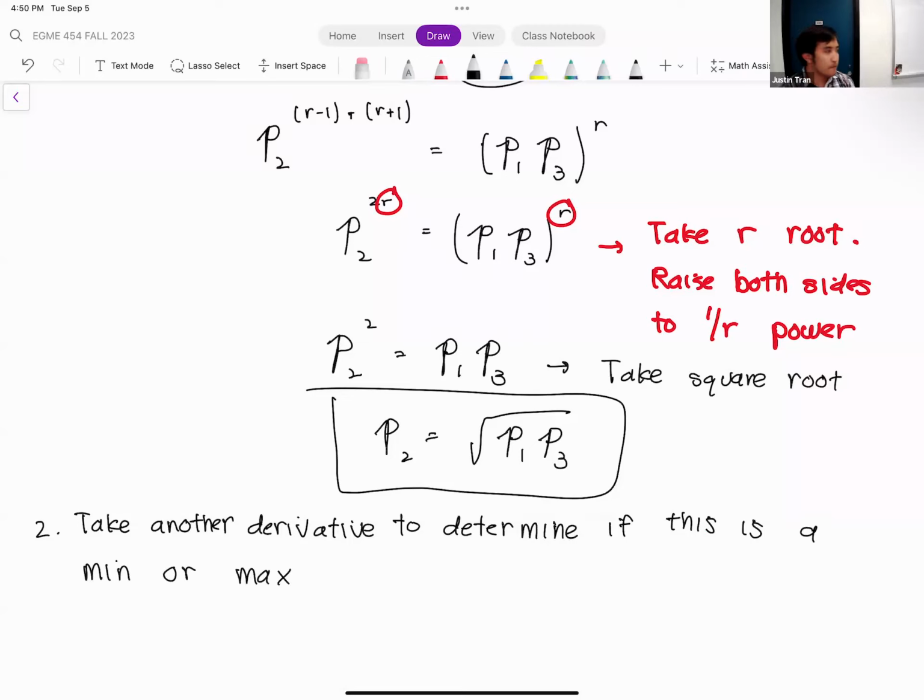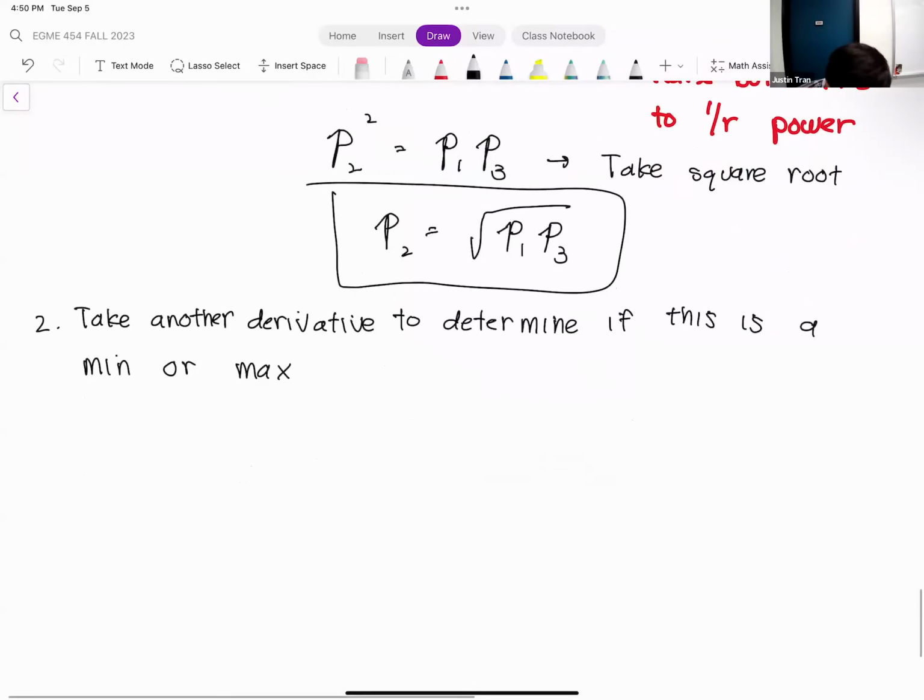Because it would be pretty bad if this were a maximum, right? If we set C2 equal to this, and that maximizes the amount of work, then that's bad, right? We don't want to maximize our work, we want to minimize it. Okay, so let's take another derivative.